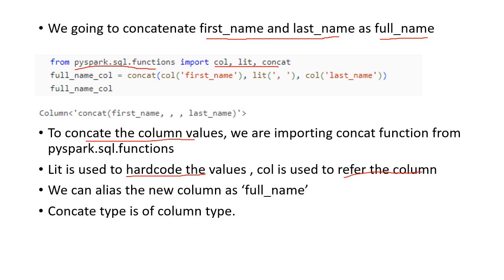If you see full_name_col, which is nothing but a column type object here, what we are trying to do is a concatenate function. We are concatenating the first name, which we are referring to using a col function, and the second column, last_name, referring using col of last_name. In the middle, to concatenate these two values, we have a lit function. Inside that, the value we are trying to hardcode is a comma and then a space. So between the first name and last name, we will have a comma and space.